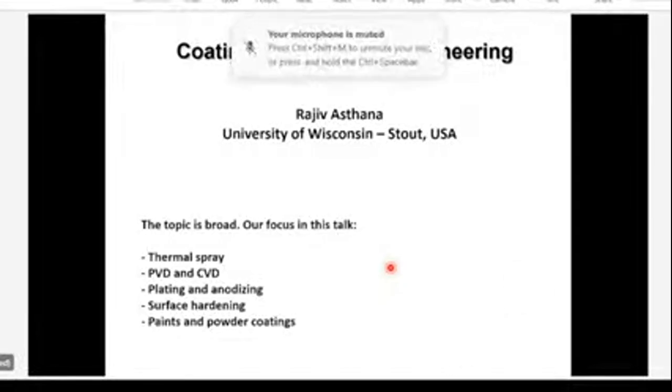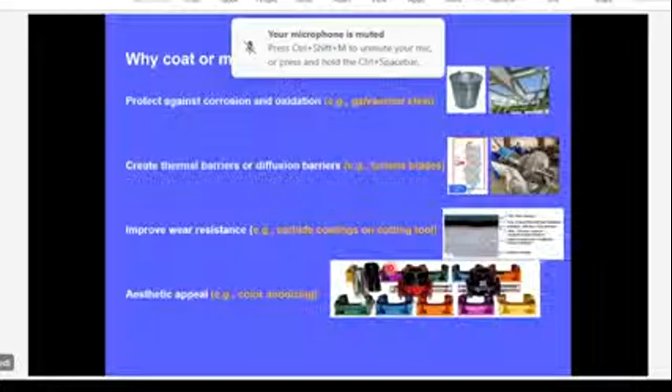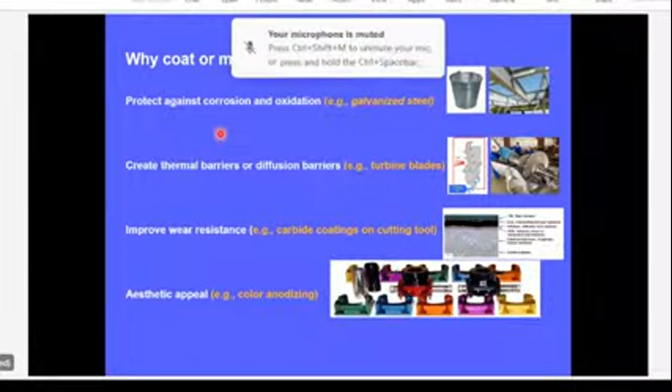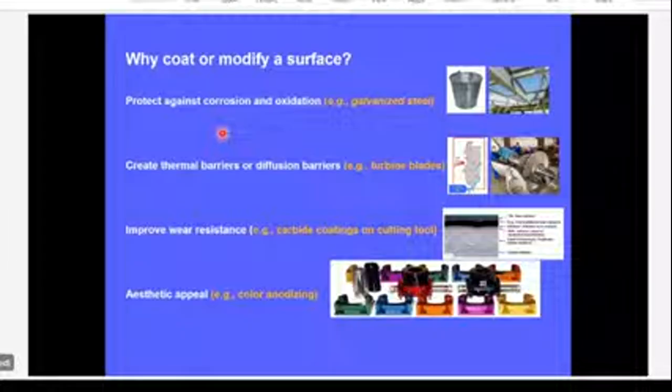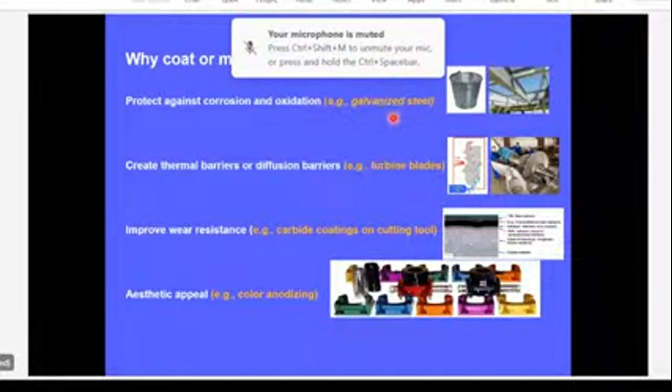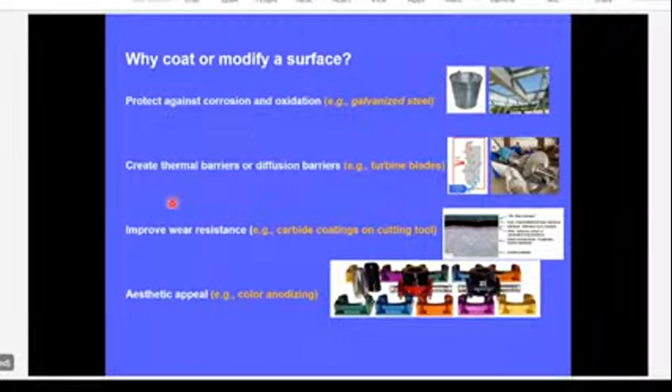So let us first look at why we modify a surface. Why do we make changes to a surface? Why do we coat something? And here are the well-known reasons for that. Protect the surface against corrosion and oxidation. For example, galvanized steel. You apply a zinc coating on steel to reduce corrosion.